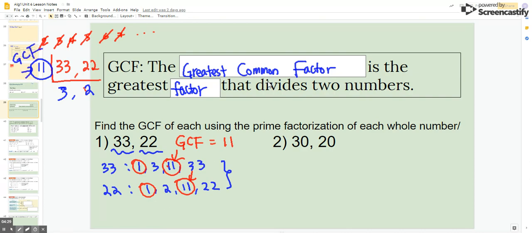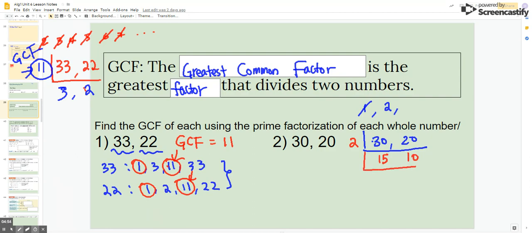Now I'm going to apply this knowledge to number 2. So 30 and 20. Let's find the smallest factor. 1, we don't talk about 1. What about 2? 2 also divides those two numbers. So I'm going to put 2, and divide 30 by 2, which is 15, and 20 by 2, which is 10.